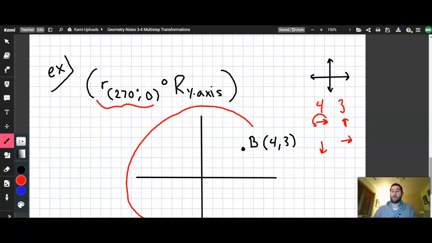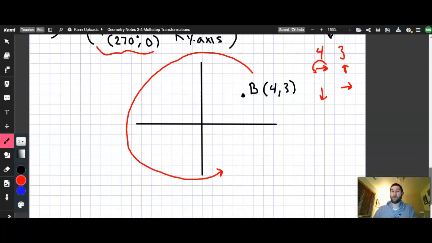And so when we go to plot down our point after our rotation, from B, we're able to get to B prime, which is 3 to the right and 4 down.